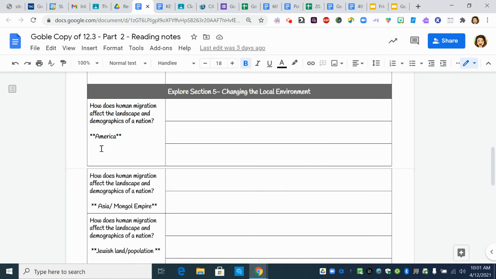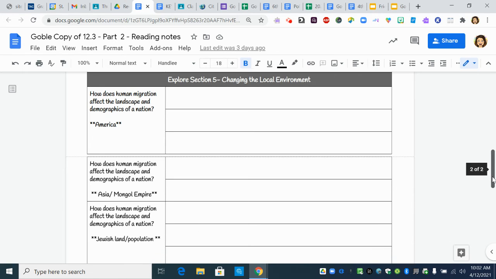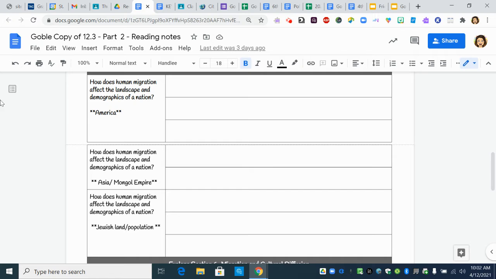So we're going to be looking at how human migration affects the landscape and demographics of a nation, specifically America or the United States. How does human migration affect the landscape and demographics of a nation in terms of Asia or the Mongol Empire a long time ago? And how does human migration affect the landscape and demographics of a nation in regards to Jewish land and population? So that's Explore Section 5.